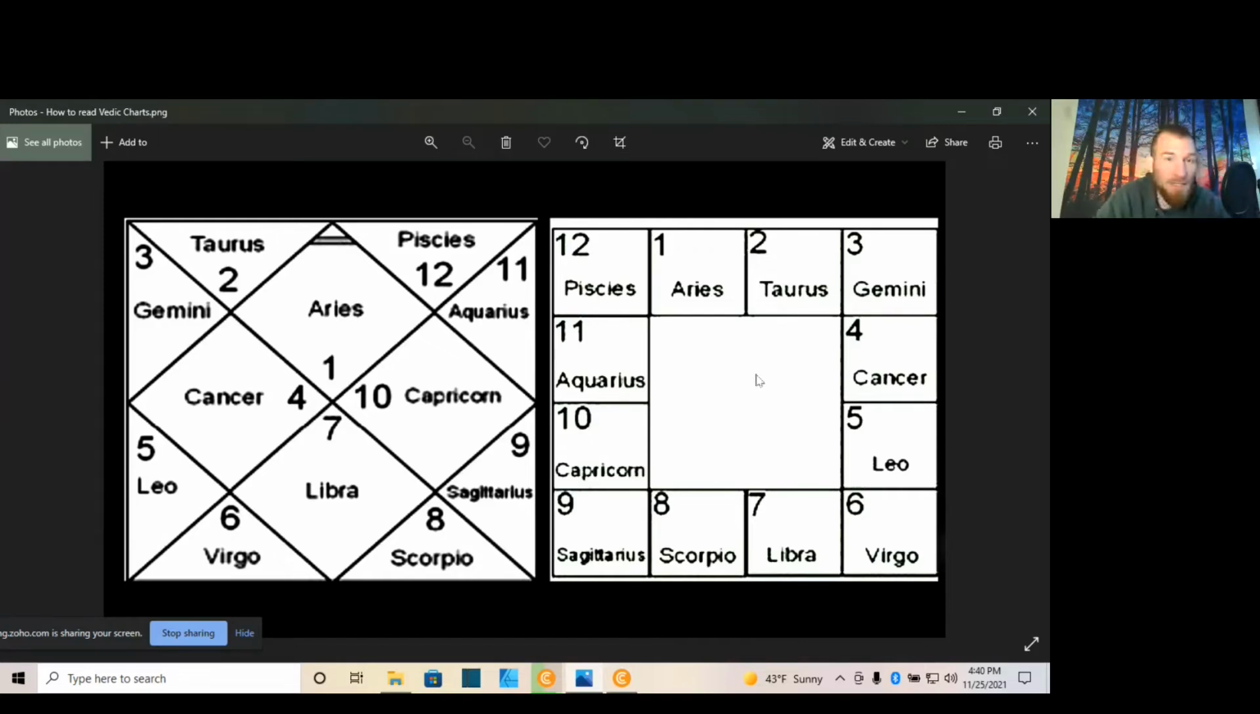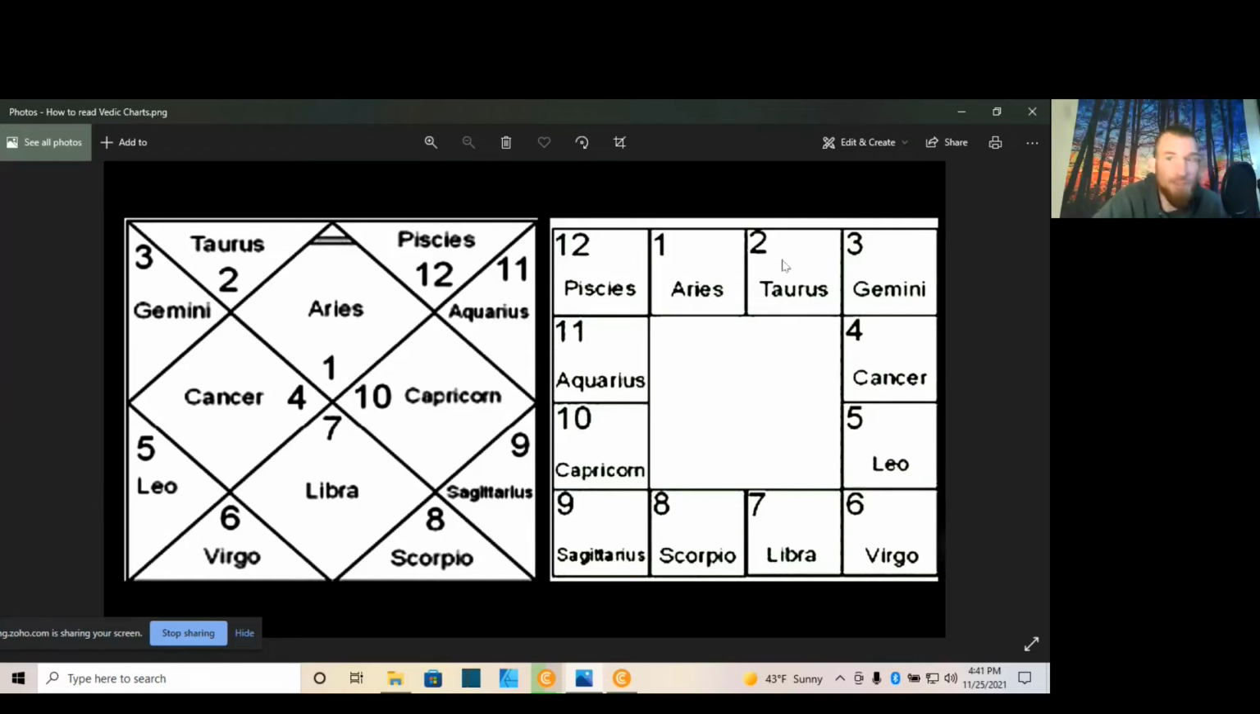Now, on the South Indian style, it's the opposite. The signs stay the same and the houses move. So this top left box will always be Pisces. And then in this chart, you count clockwise. So in the North Indian style, we go counterclockwise. In the South Indian style, we go clockwise.